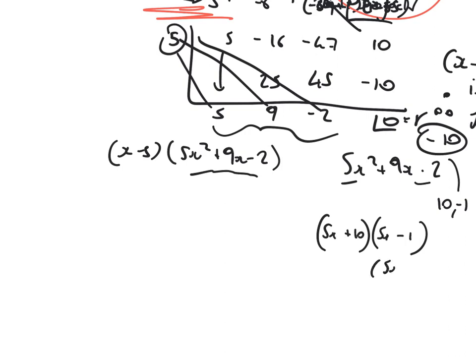Second bracket can't be factorised further, but I can take out a common factor of 5 here, which will bring me down to x plus 2. Final answer then is x minus 5 bracket, x plus 2 bracket, 5x minus 1.